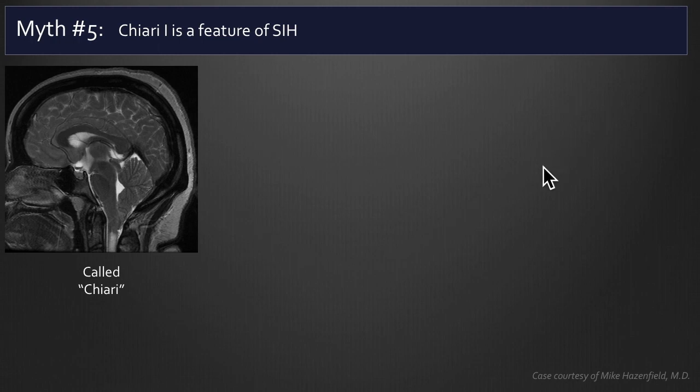So here is a case from our friends at the University of Cincinnati. This came from Mike Hazenfield. You can see this patient has low cerebellar tonsils. There's some edema in the upper spine here. Sorry, I'm having trouble with the mouse. But this is brain sag. The mammillary bodies have descended way down. There's no remaining suprasellar cistern.